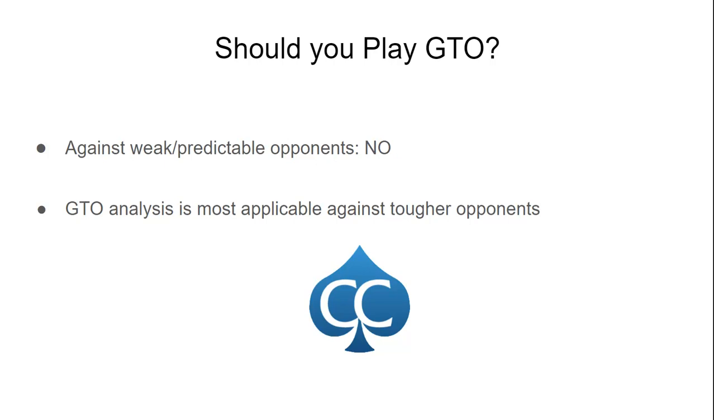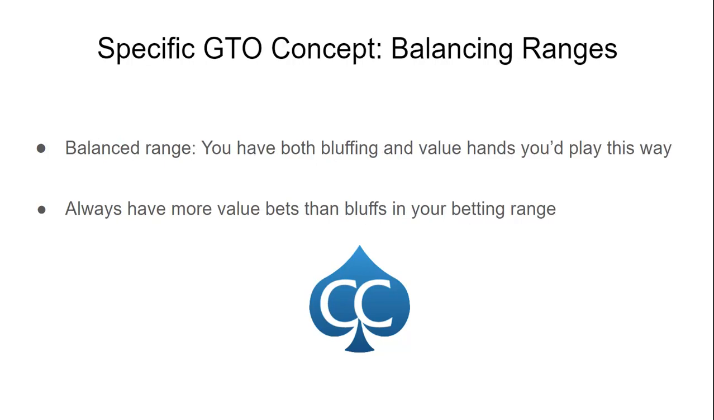Yes. So let's just finish up by looking at a couple of specific concepts that are part of a GTO framework. And the first is this idea of balanced ranges. All that means is that you have both bluff and value hands. You play that way. Okay, so let's say you check flop, check turn, bet river, whatever the line is. And some of the time you have strong hands and some of the time you have weak hands. And specifically, you should always have more value bets than bluffs in your betting range.